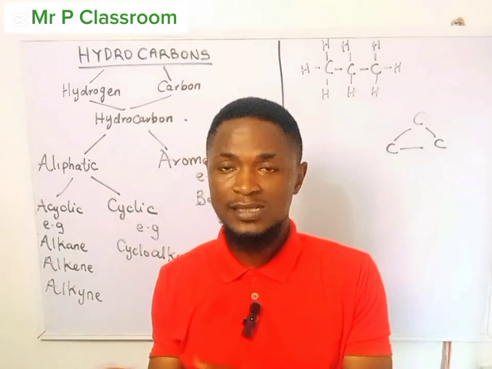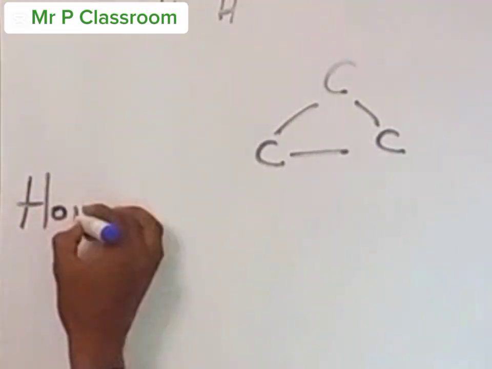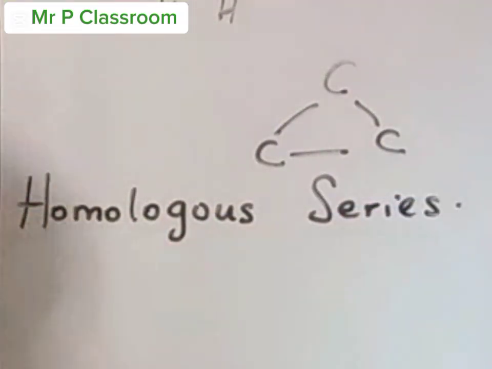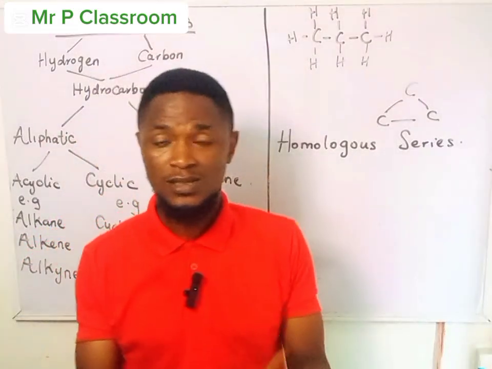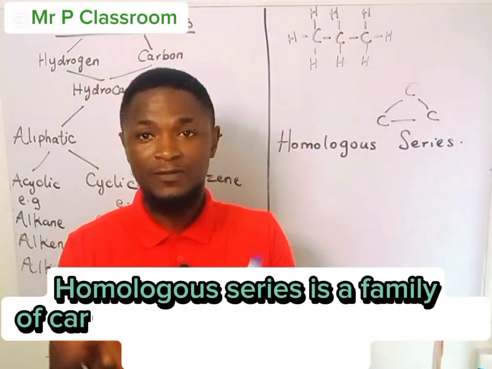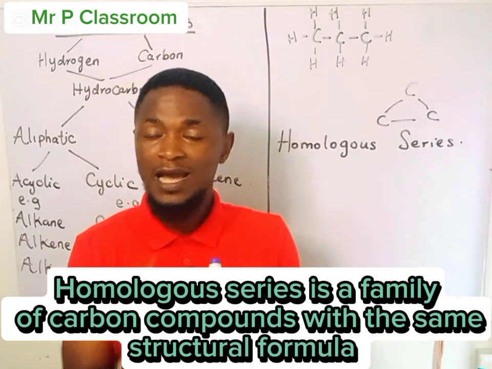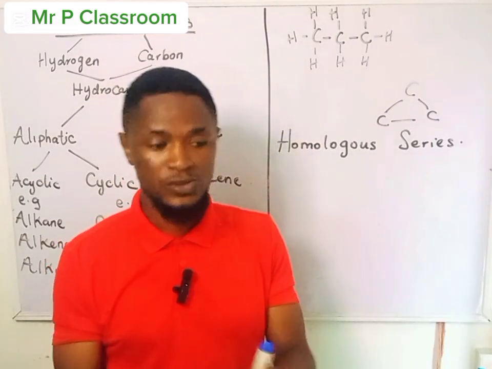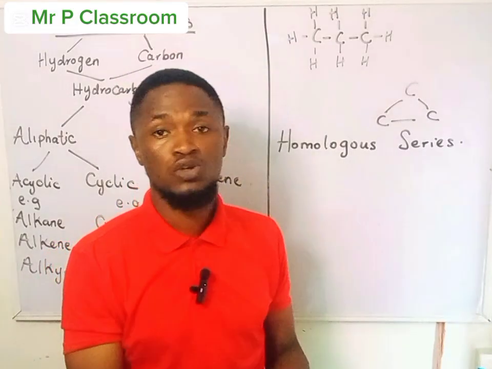For us to understand this, let's talk about what is called homologous series. So we need to understand what homologous series is if you want to understand how to name these things. Homologous series is just like a family of carbon with the same structural formula. They have a particular structural formula. So if you're talking about this family of carbon, they have the same structural formula.